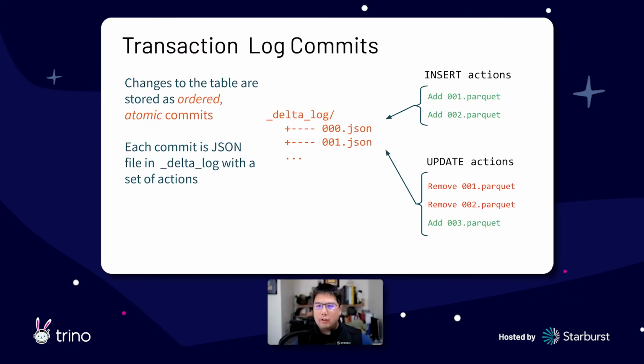Okay, so let's talk about that. Why is this transaction log so important? Well, going back to your database days, it's about transaction log commits. Changes to the table are ordered and they're atomic commits. Okay, this is very important. In other words, it allows you to have that ACID transaction that's so important. That's versus if you were to read and write directly to a Parquet file in a data lake in general, you would not have that.